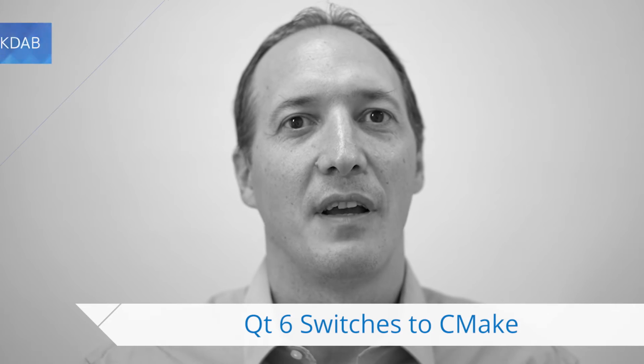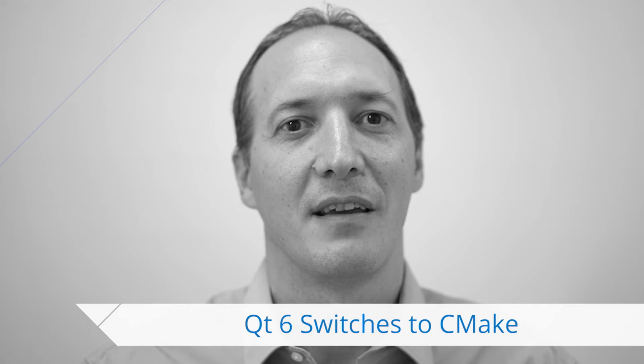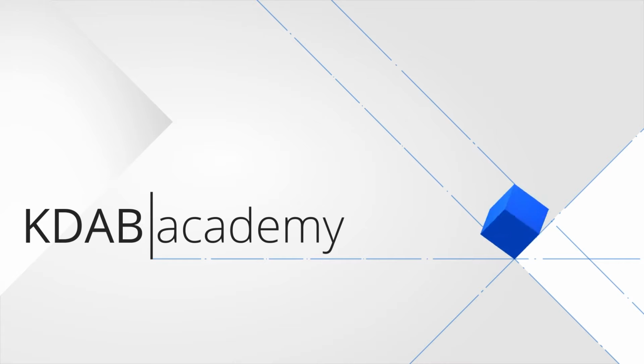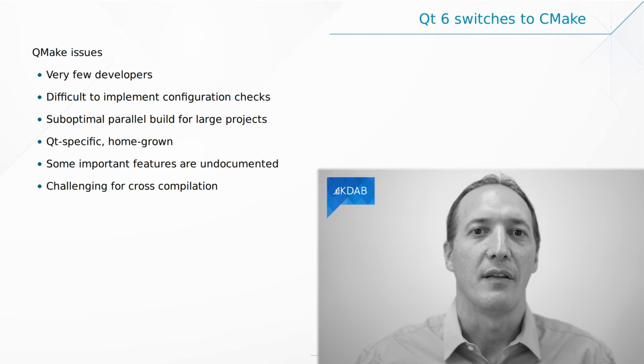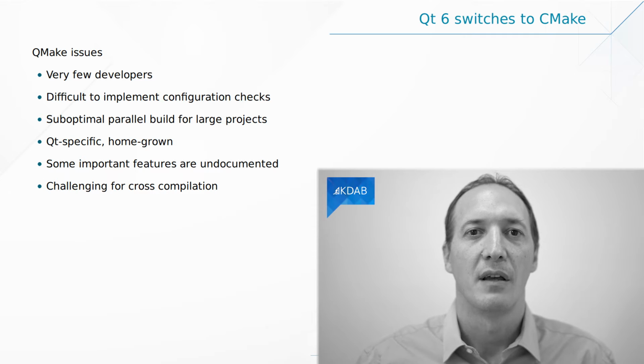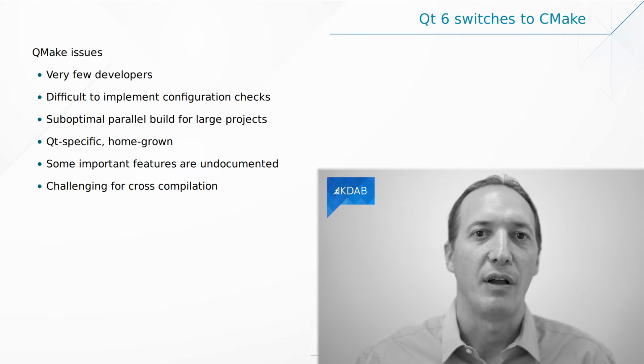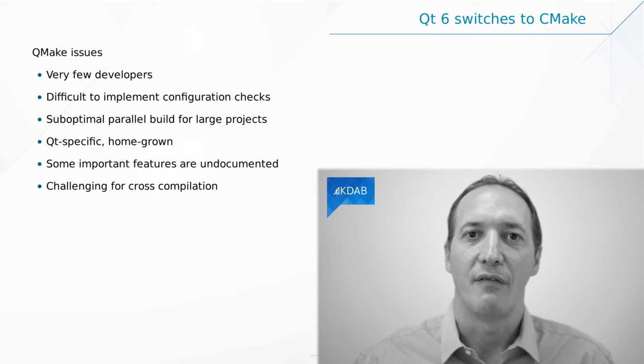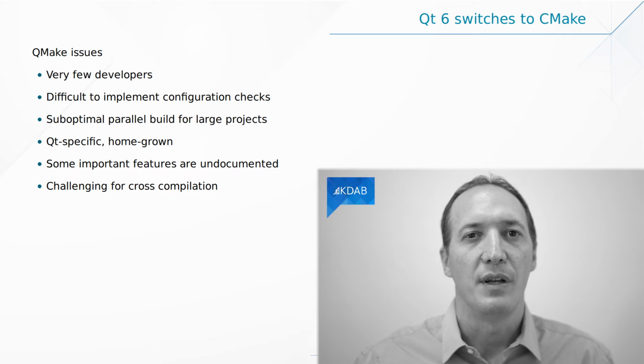In this second video of the series about CMake, I would like to tell you why Qt6 switched from QMake to CMake. Some issues with QMake were that there were very few people actually working on it, just a few developers from the Qt company, almost nobody else. It was quite difficult to implement configuration checks with QMake. You know, when you compile a project and it says, I found this library on the system, it has to have this version and so on. These things were not really easy to do with QMake compared to other systems.